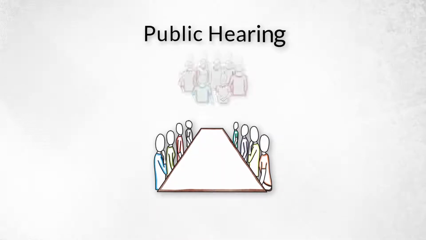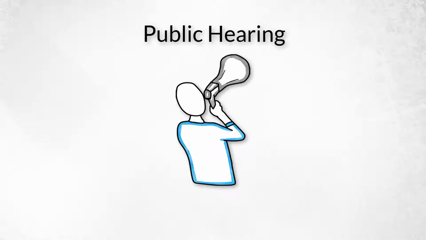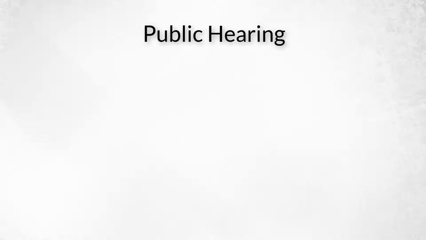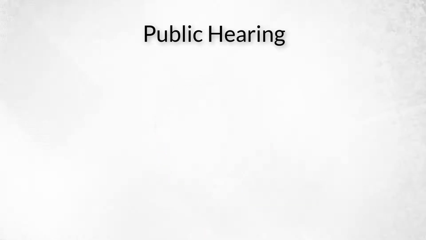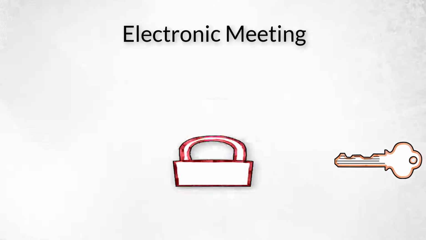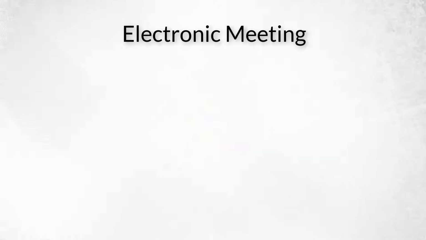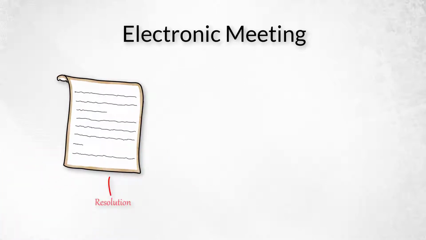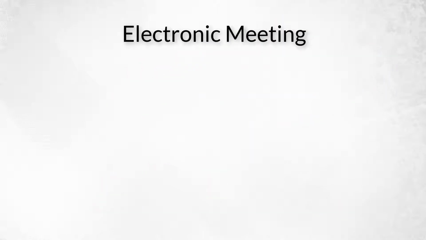A public hearing is a type of open and public meeting where citizens have a reasonable opportunity to speak. Public hearings happen when a government adopts a budget or imposes or increases taxes or fees. An electronic meeting is a type of open and public meeting that's convened electronically, such as via phone or the internet. Remember, the governing body must adopt a resolution, rule, or ordinance allowing and governing electronic meetings.